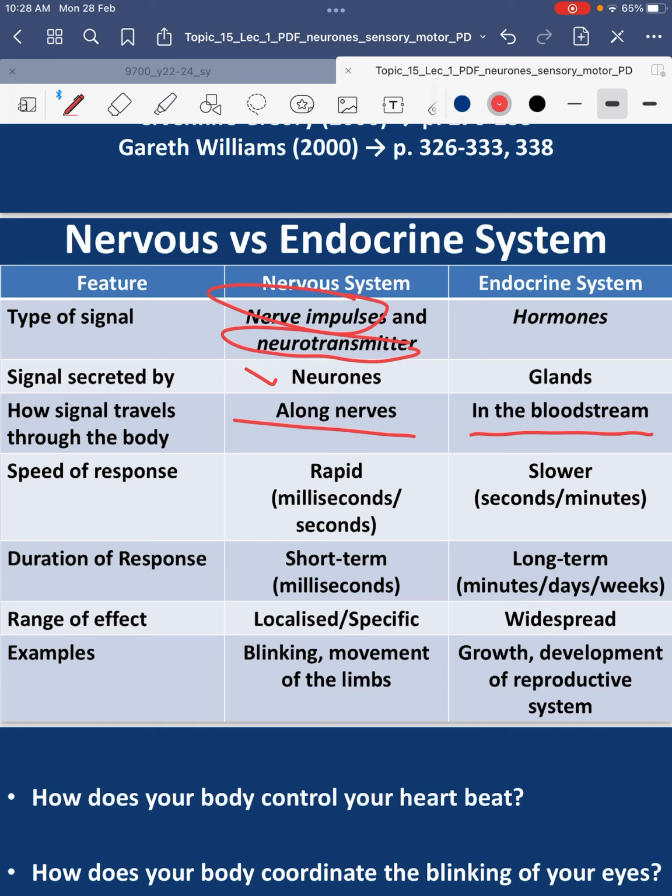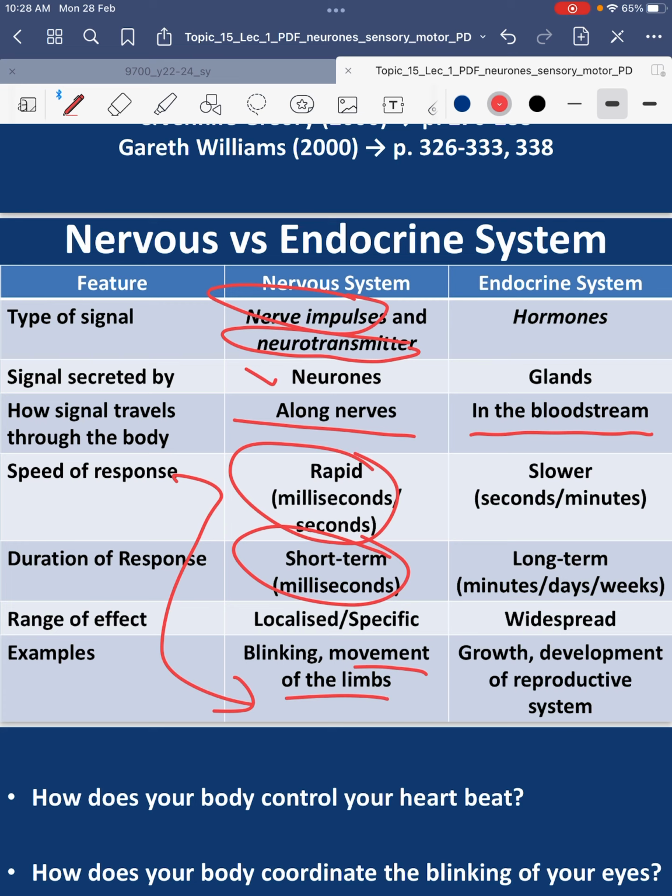Now, if we look at examples like the blinking of your eyes, of course the speed of response is very, very fast and rapid, and it will last very short, in terms of milliseconds. Even movement of the limbs, contraction, relaxation, occurs very fast.